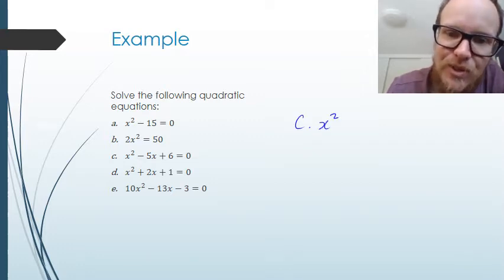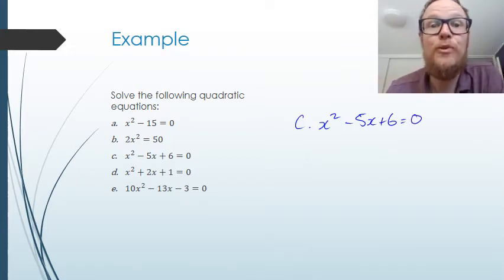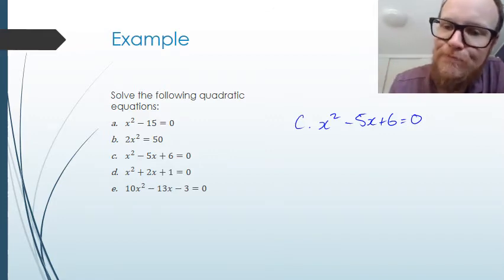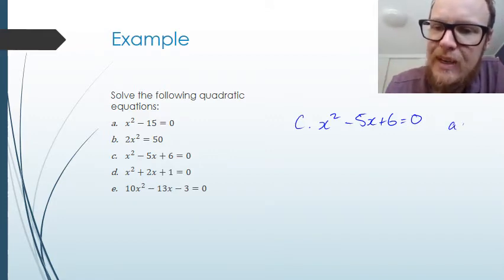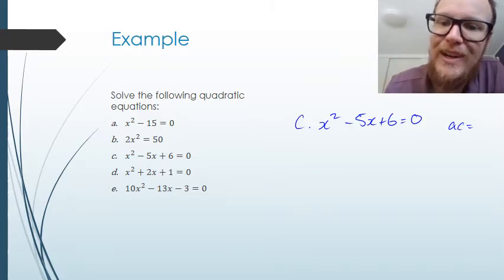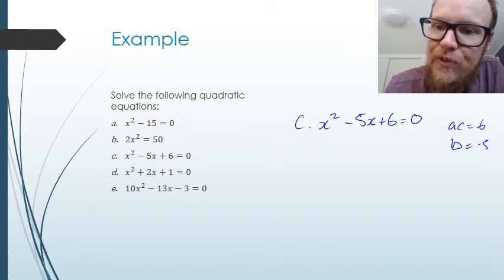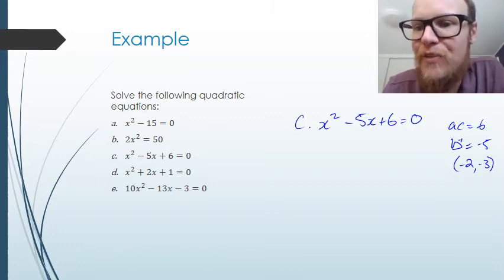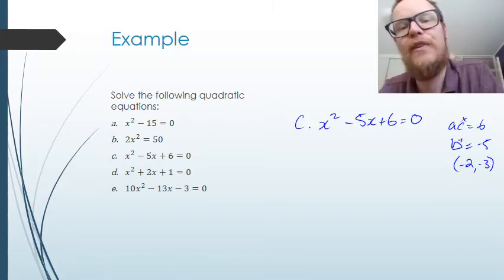Let's have a look. x squared minus 5x plus 6 equals 0. Okay, we've got a quadratic here. We've got to solve it. ax squared minus bx plus c. Got it in that format. To solve this, we need to factorize by grouping. So we go AC, that equals 6. B equals negative 5. That means my pair of factors, negative 2 and negative 3, will add to give negative 5, and they will multiply to give 6.